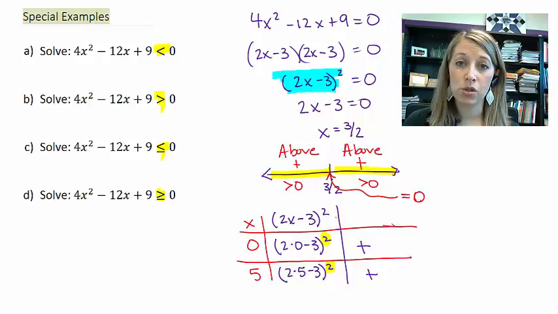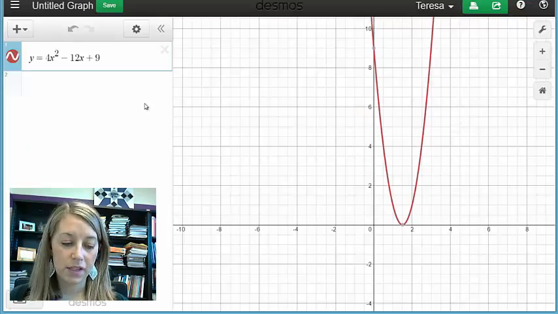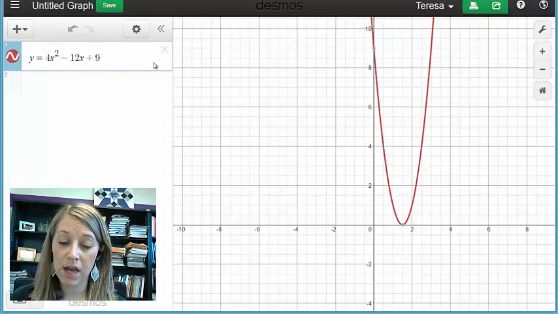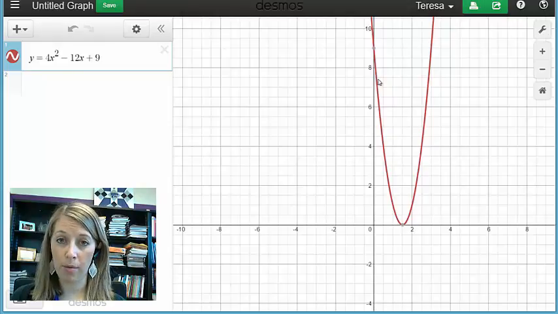Now, if you want a visual representation of this, no big deal. Always just get out your graphing calculator or Desmos, and we can just graph this just like normal. And so I have the graph of y equals 4x squared minus 12x plus 9 graphed over here. Of course, it's a parabola because it's degree 2, opening up because my leading term is positive. And just like we saw on the sign chart, it's equal to 0 here at 1 1/2, and every other part to the left and to the right of it is above it. Okay, so we know that we have the right answer.